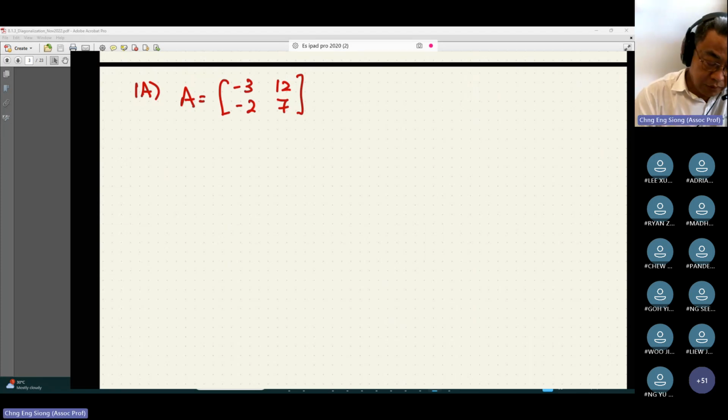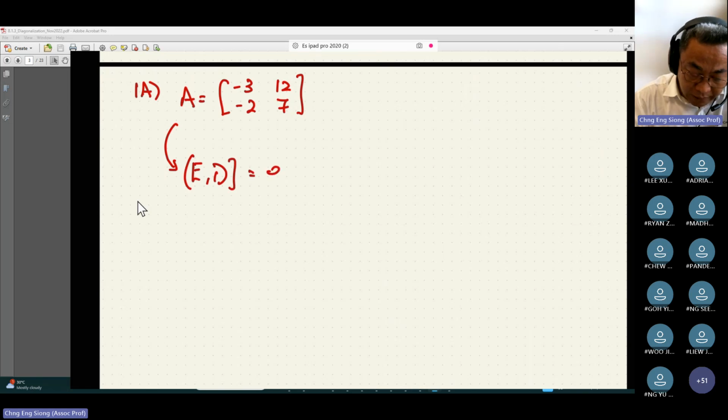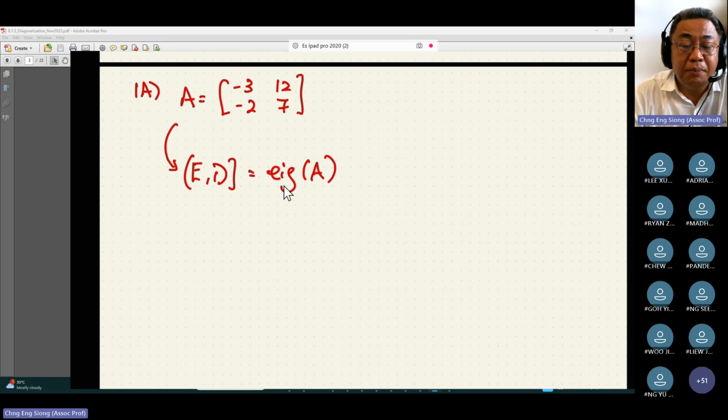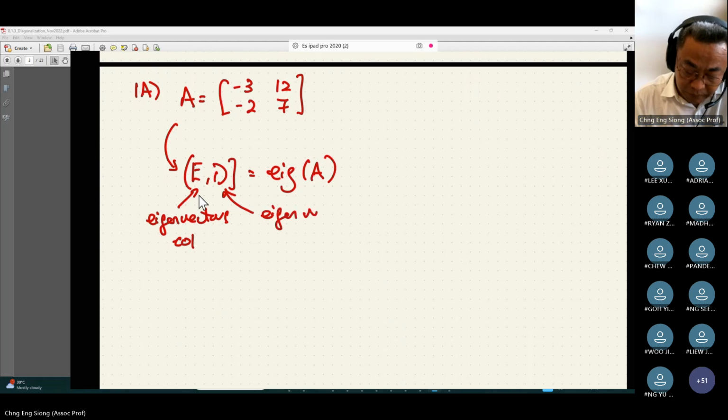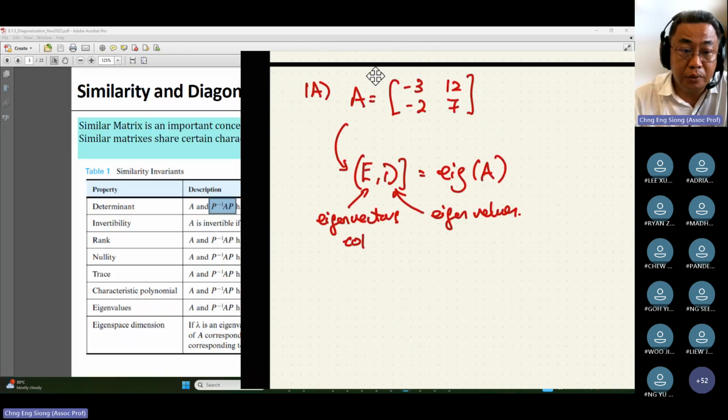All right. So I now give you A. And of course, then, I'm going to ask you to use MATLAB just so that you can get your answer faster. And then you can say ED equals to EIG(A). So this command basically says perform eigenvalue decomposition and drop the eigenvectors here as columns and drop the corresponding eigenvalues here. All right, I'm going to show it to you now.